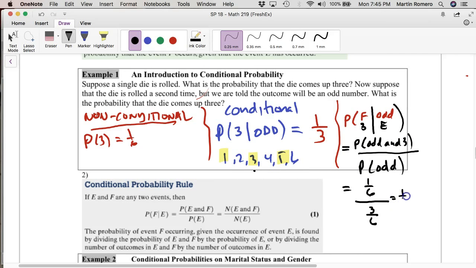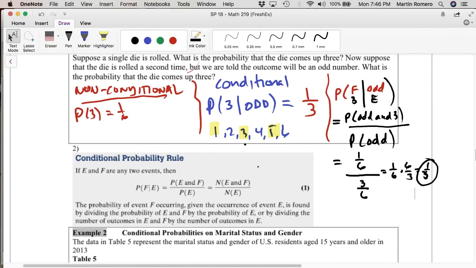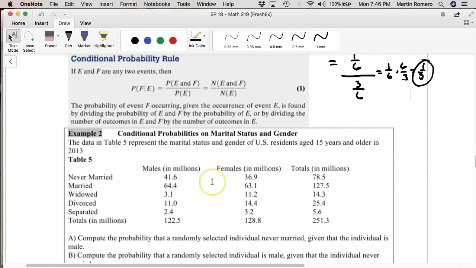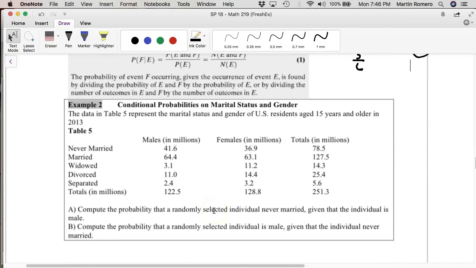And then this just becomes 1/6 times 6 over 3. You reciprocate, the 6s cancel, there's your 1/3. And so that matches up with what we have here. Moving on, okay, so that was quick, and a little bit of a weird situation, but you can see that you can apply the formula. Let's try this again with counting how many we have here.